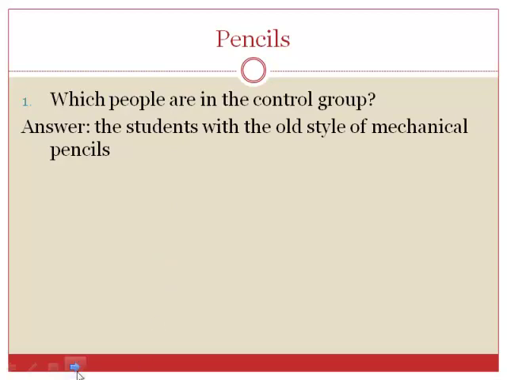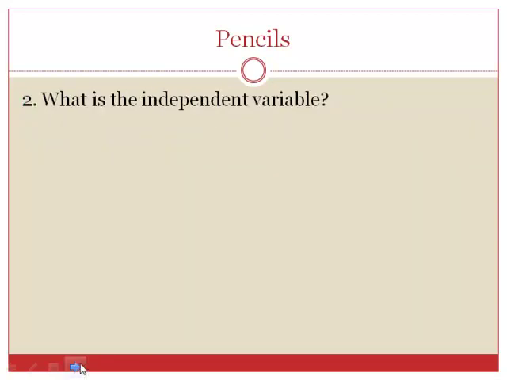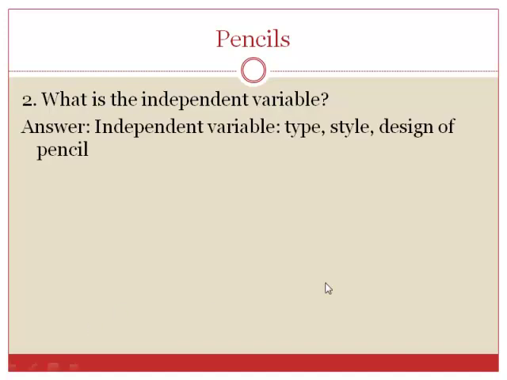Alright, now let's go to the next one. What is the independent variable in my experiment? So what did I change between my two groups? Give you a few seconds. And the answer is the type, style, or design of the pencil that the students use. So that was different between the two groups.